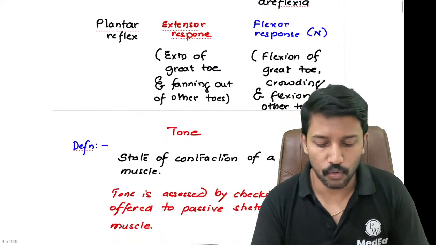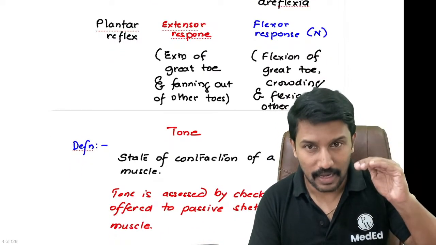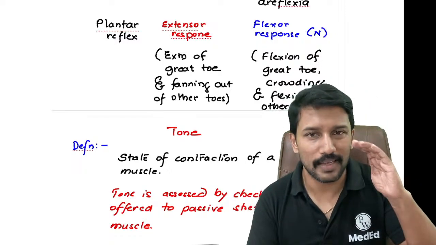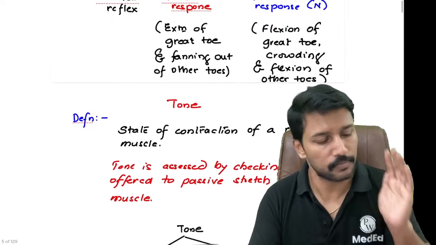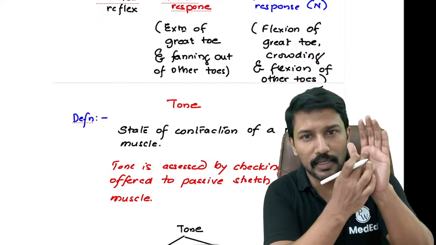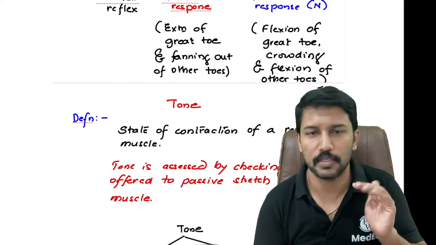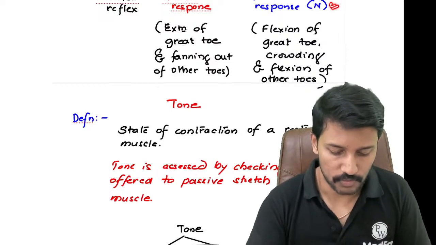When there is damage to the lower motor neuron, you get a flexor response or no response: a mute plantar reflex or a flexor reflex. Now what is this flexor reflex? When you try to elicit the plantar reflex, the great toe goes into flexion and the other toes become more crowded. This is what we call the flexor response.